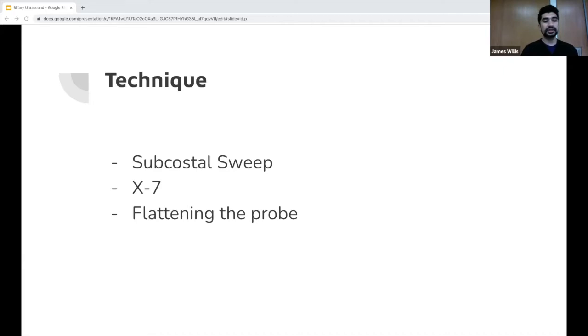I actually use a different technique that was taught to me, which is starting in Morrison's pouch and identifying the inferior portion of the liver and then sweeping along the liver until you hit the gallbladder. So the best way to find the gallbladder is honestly just through practice. You can use any of these techniques, but find whatever way works for you.